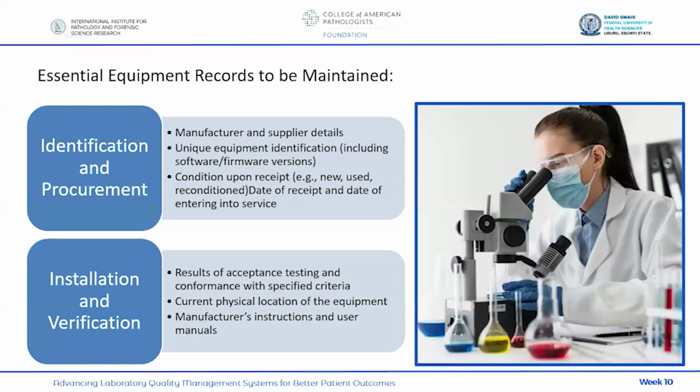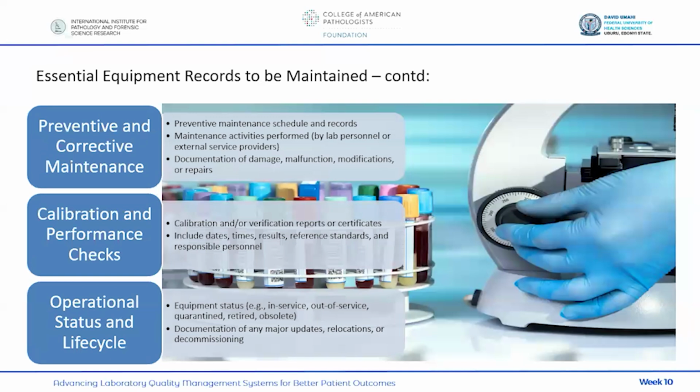During installation and verification, results of the acceptance testing and conformance with specified criteria should be documented. The current physical location of that equipment should be documented. Manufacturer's instructions and user manuals, all of them should be part of your equipment records. Preventive and corrective maintenance records should be there. So any maintenance activity performed, whether it was by the person working on the equipment, by the lab personnel, or whether you invited an external engineer to come and service the equipment, any activity performed needs to be documented.